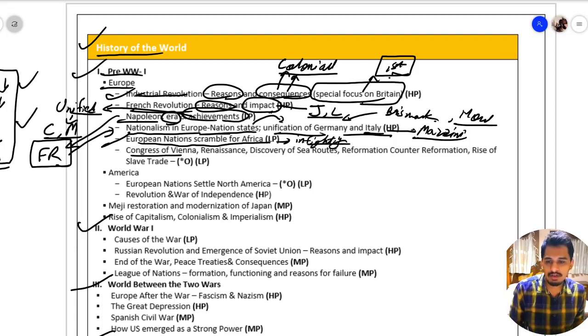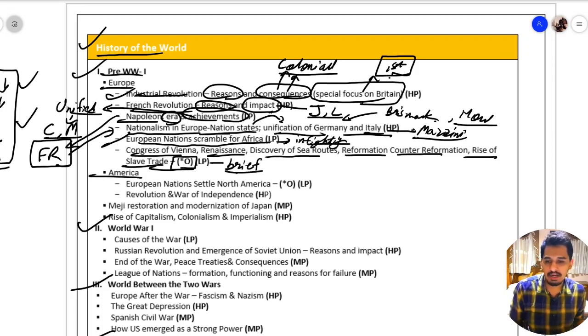Then we have Congress of Vienna, Renaissance, discovery of sea routes, Reformation and counter-reformation, and rise of slave trade. You should just have a brief overview of these topics. You do not have to study each and everything in this topic, just a brief overview will suffice.